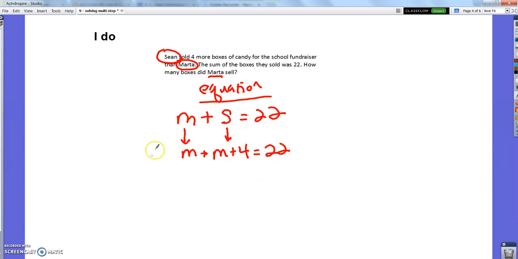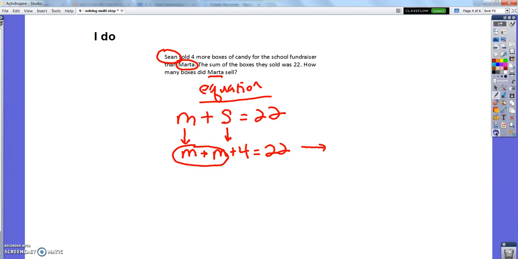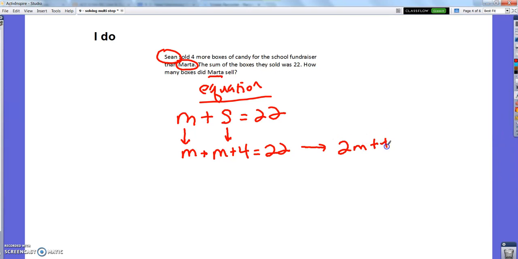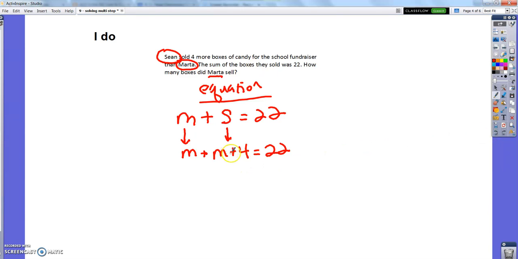So that is a good equation for the situation. M plus 4 plus M equals 22. Or if you wanted to combine these like terms, the two m's, you could also replace that with 2m plus 4 equals 22. Either one of these would be okay. I think the common sense strategy is a little easier from this, so I'm going to leave it here.